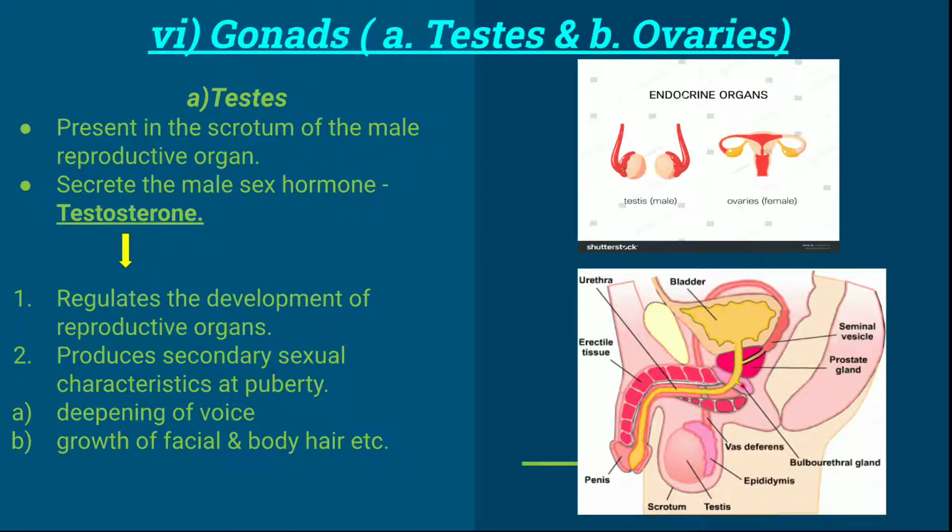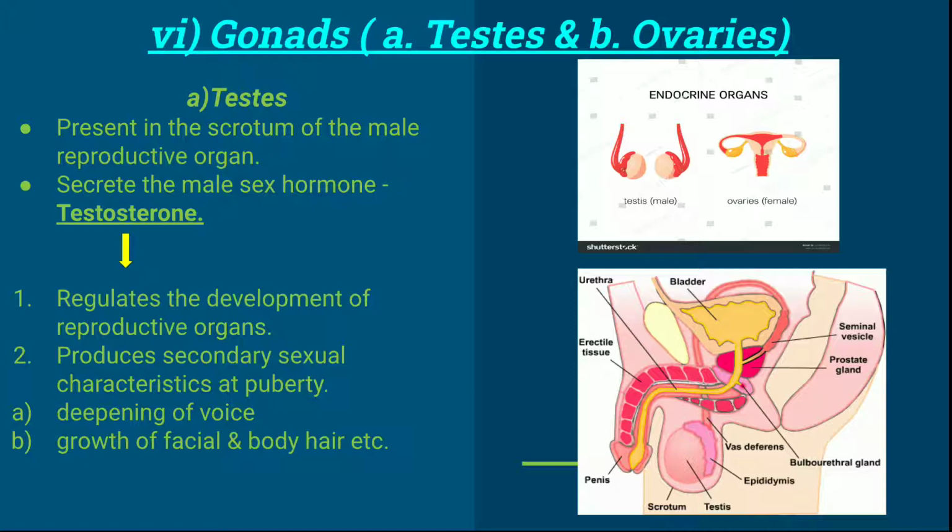Today I'm going to start with the gonads endocrine gland. This chapter is the endocrine system in humans according to ICSE syllabus class 8. Okay, so I'm starting with the gonads. The gonads consist of two types of endocrine glands. One is in the male, another is in the female reproductive system.